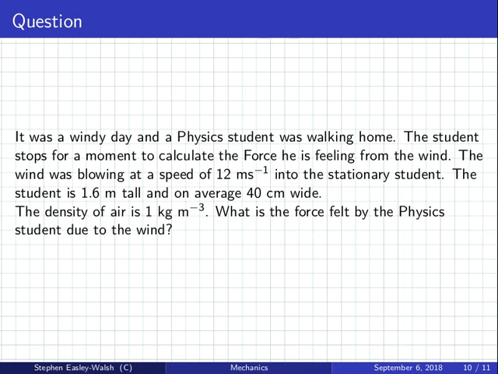Here's a real example. It is a windy day. A physics student was walking home. The student stops for a moment to calculate the force he is feeling from the wind. The wind was blowing at 12 meters per second into the student, who's stationary. The student is 1.6 meters tall and 40 centimeters wide. Assume the density of air is roughly 1 kilogram per meter cubed. What is the force felt by the student?